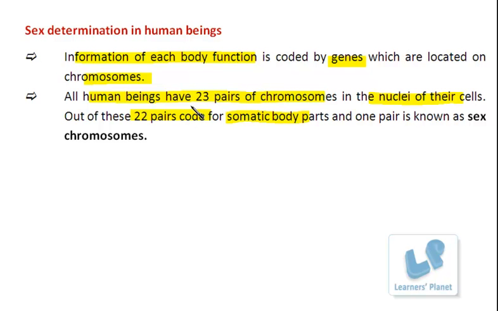Now there is one single pair which is left out. This single pair is known as the sex chromosome. This sex chromosome is responsible for determining the sex of the organism. That means whether the individual is going to be a male or a female depends upon this particular pair.